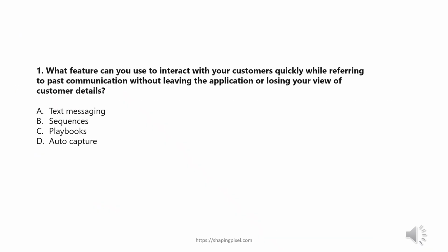What feature can you use to interact with your customers quickly while referring to past communication without leaving the application or losing your view of customer details? Text messaging, sequences, playbooks, auto capture. Correct answer is option A.